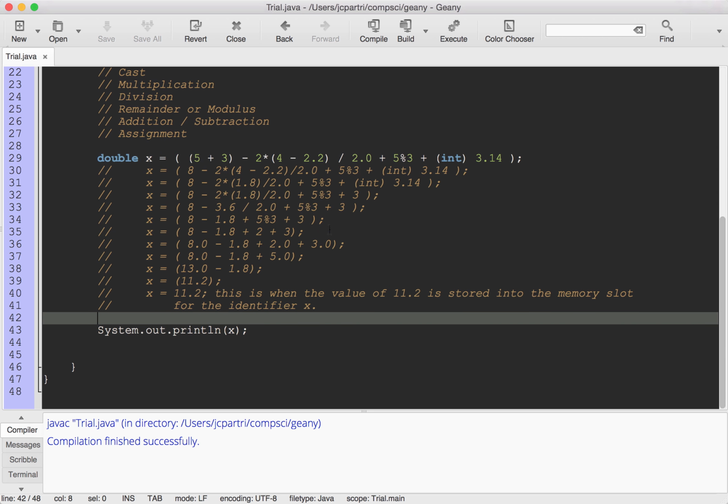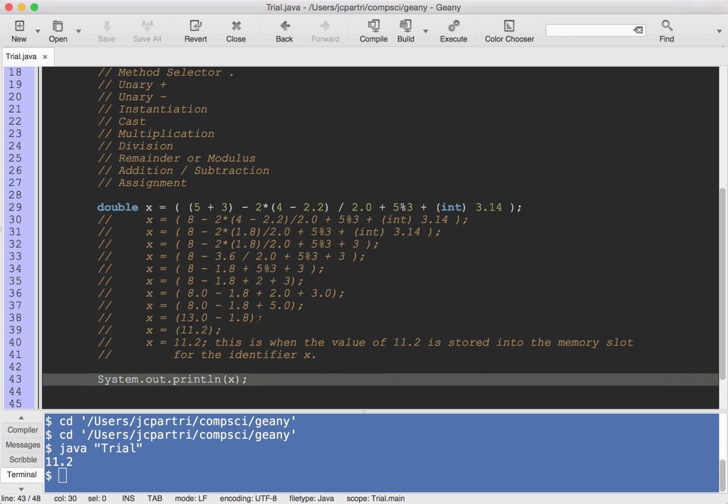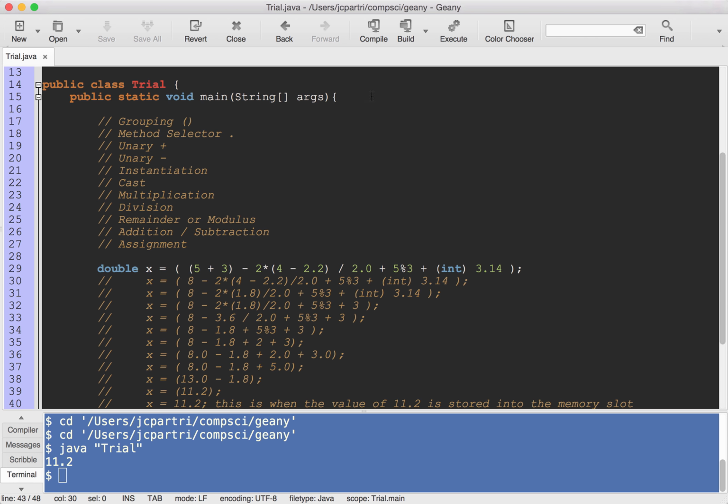Let's just double check everything. 11.2. Now, looking at all these operations is not terribly exciting. I'll confess that right out front. But it's absolutely necessary. If you're going to be an efficient, good programmer, you've got to spend some time knowing how arithmetic calculations are performed in Java. Okay?